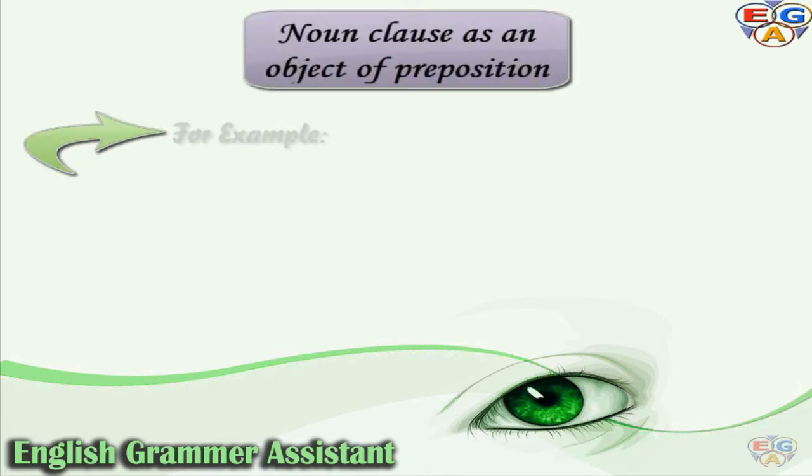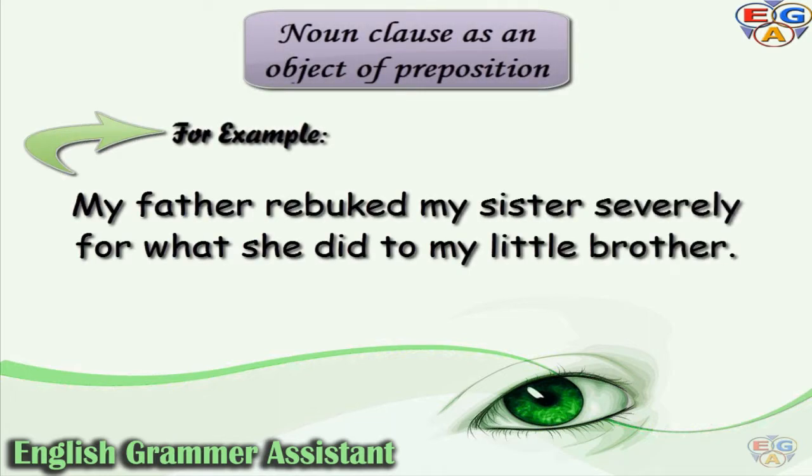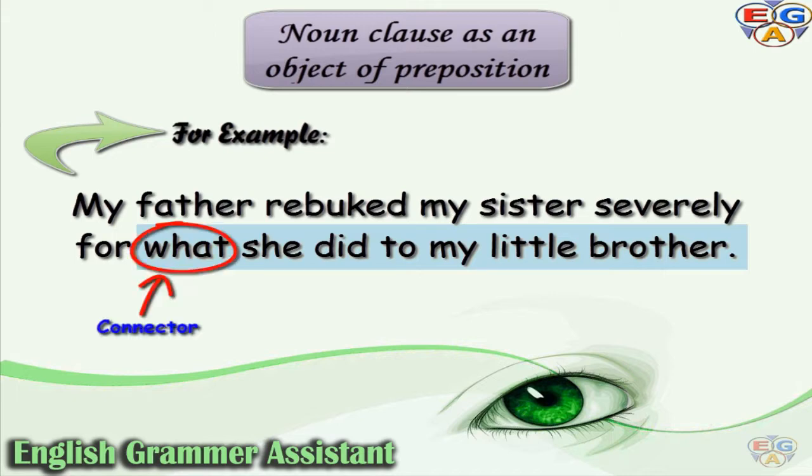The noun clause as an object of preposition. For example, my father rebuked my sister severely for what she did to my little brother. What she did to my little brother is the noun clause. It acts here as an object of the preposition for. The connector of this noun clause is what.